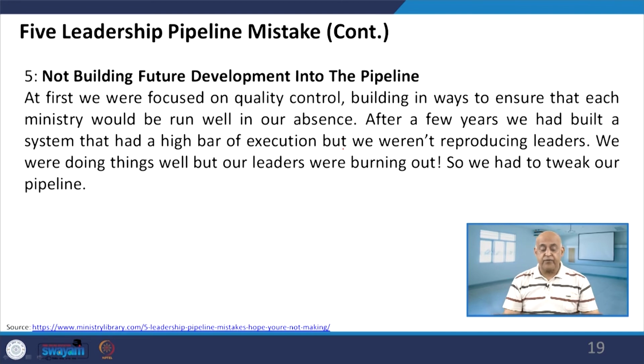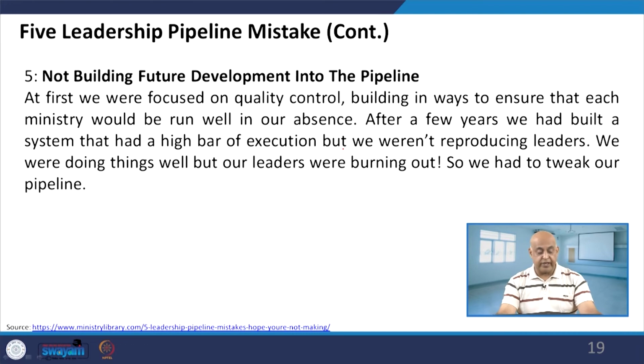Not building future development into the pipeline. At first, we were focused on quality control, building systems to ensure that each ministry would be run well in our absence, including the staff and people working under their particular leader. After a few years, we had built a system with a high bar of execution, but we were not reproducing leaders. Bars have been raised, the requirements have been raised, but we are not able to produce. We were doing things well, but our leaders were burning out.